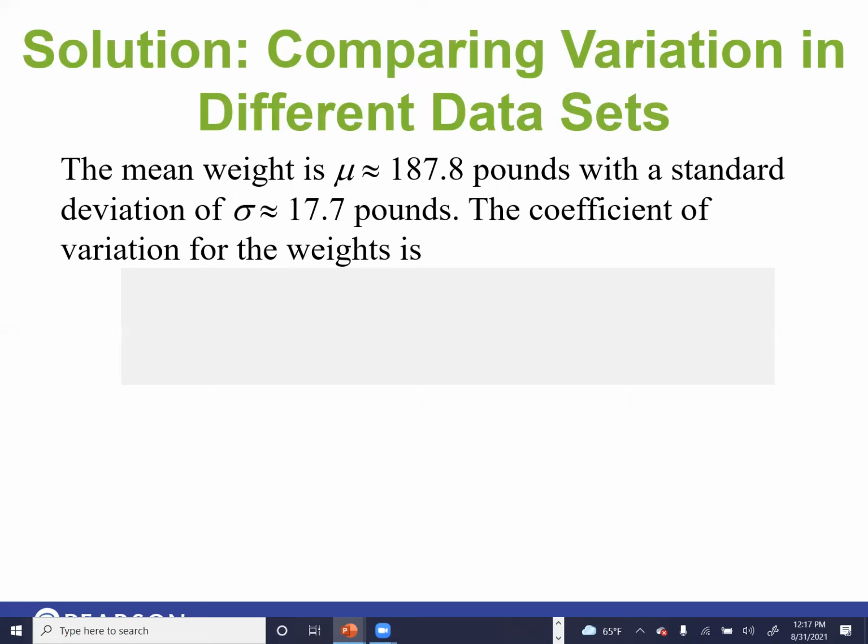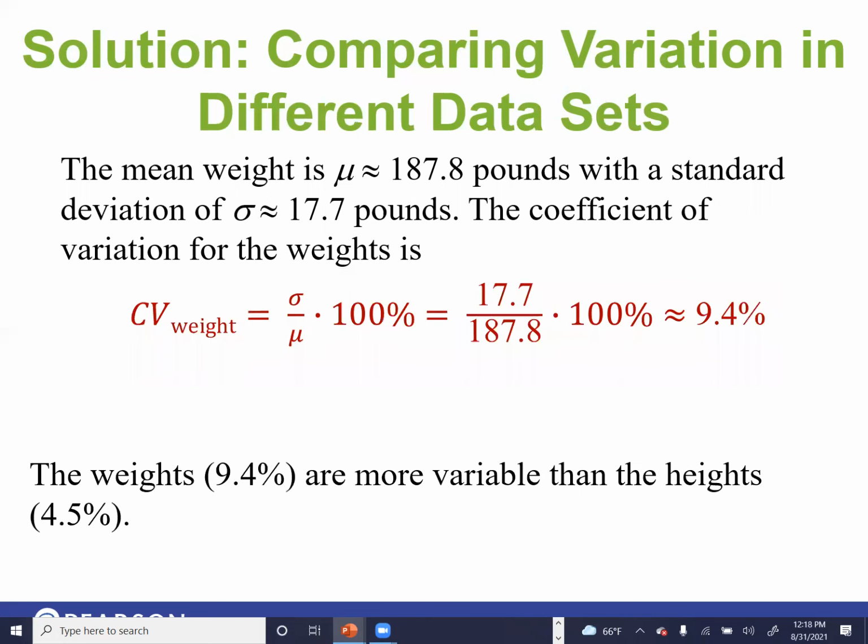Round off to the nearest tenth. You got it, and the answer is 9.4-ish. And then the final answer is this. Let's compare the two. The weights, at 9.4, are more variable than the heights, right? There's more variation in the weights of the basketball players than in the heights. The heights are closer together. Pretty tall people. You're comparing which one has more variation.